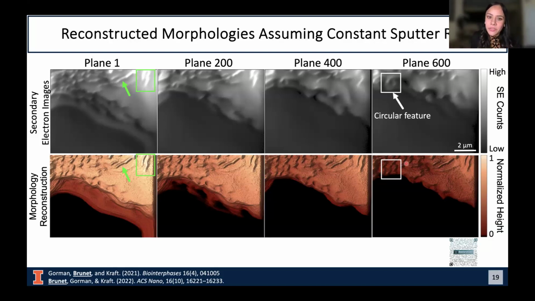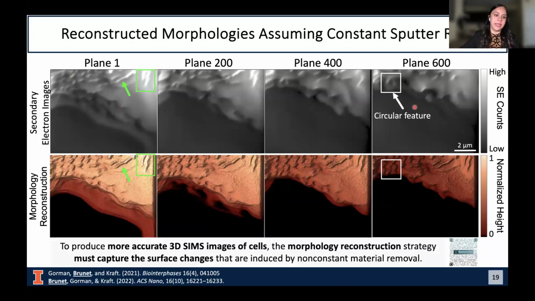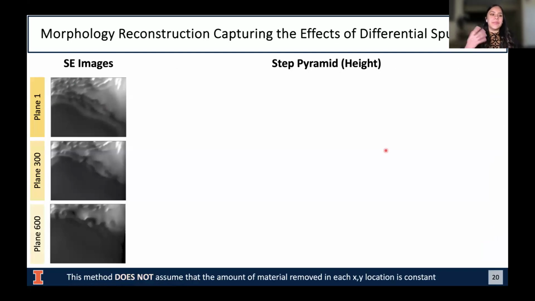Nonetheless, recognizing the need for improvement, our next goal was to improve this reconstruction strategy so that we could accurately capture the changes in the surface features that occur due to non-uniform material removal. Okay, so we did have to improve our reconstruction. Unlike the previous one, where I explained that we build the morphology for plane 1 and then from there we subtract, we don't do that anymore. We still maintain the height and the texture, but the process is slightly different.